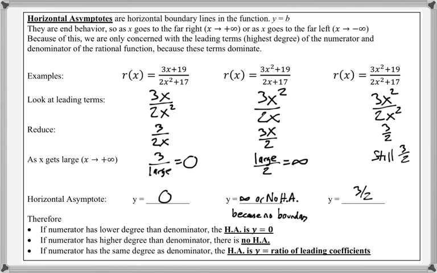You don't need to do all this work every single time. You just need to know these 3 cases, because this will work for all of them. If the numerator has a lower degree than the denominator, then the horizontal asymptote is y is equal to 0. If the numerator has a higher degree than the denominator, then there is no horizontal asymptote. And if they have the same degree, then it's the ratio of leading coefficients. On this one, we had a fraction of 3 over 2. That is our asymptote there. So those are our cases.